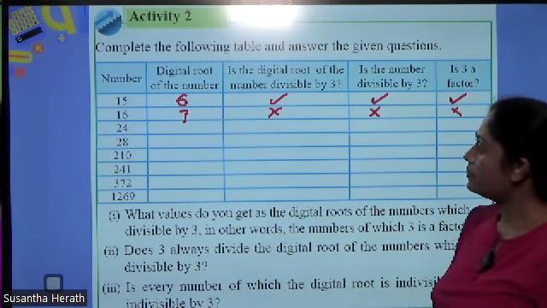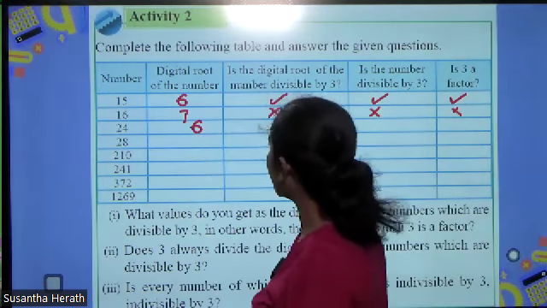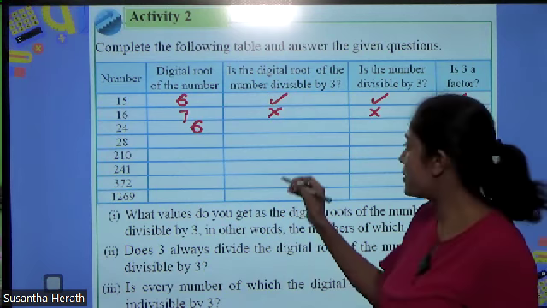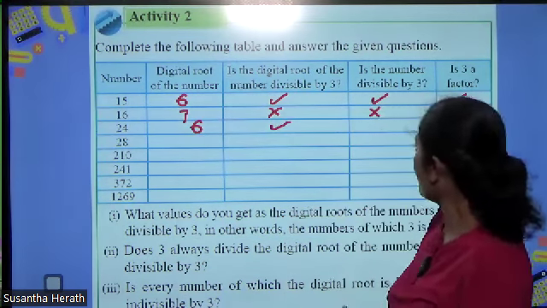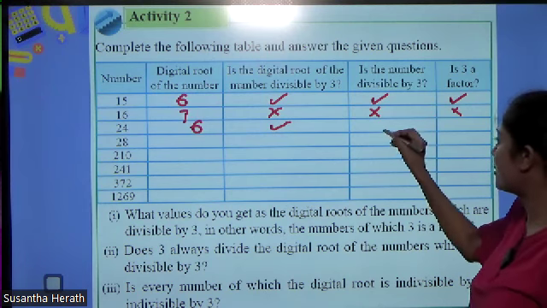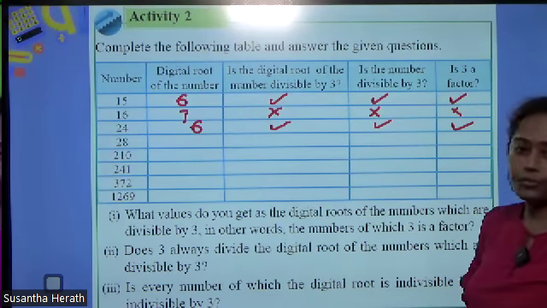24. Digital root is 6. Is the digital root of the number divisible by 3? Yes. Is the number divisible by 3? Yes. Then that is a factor of 3.